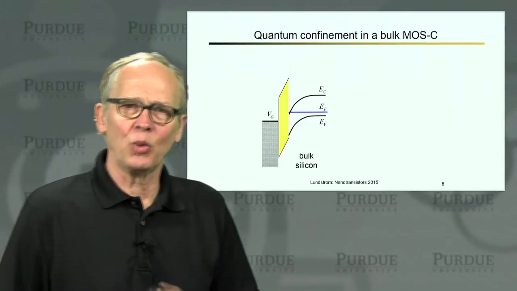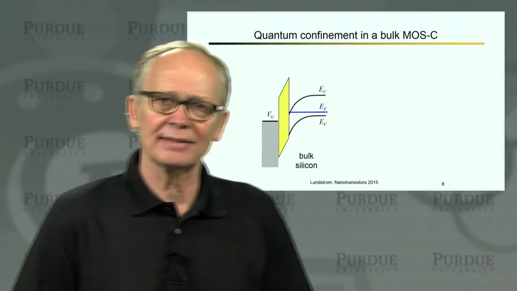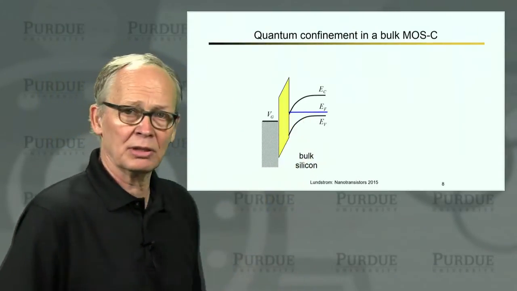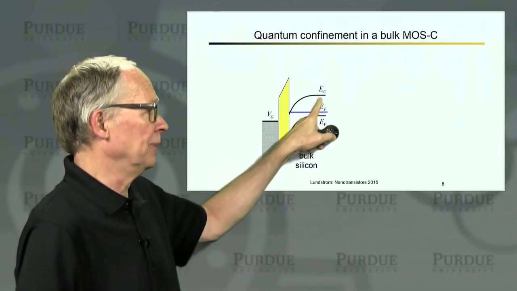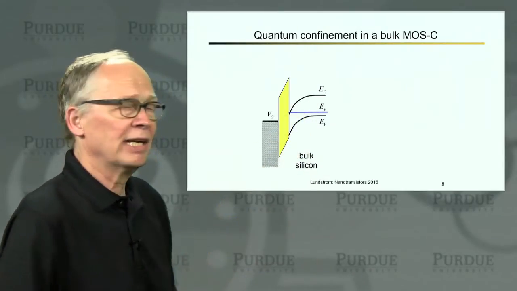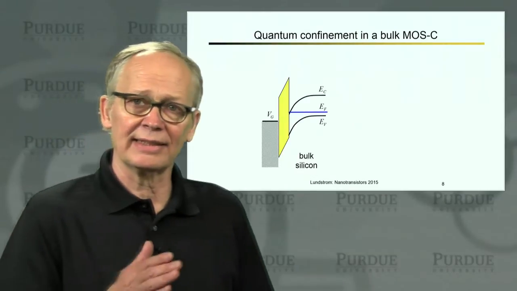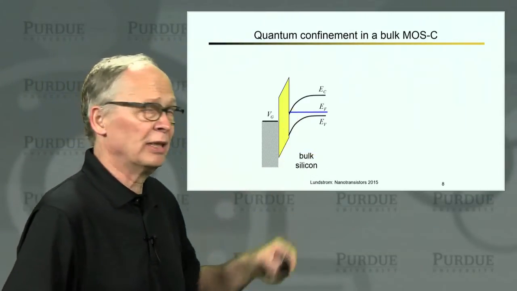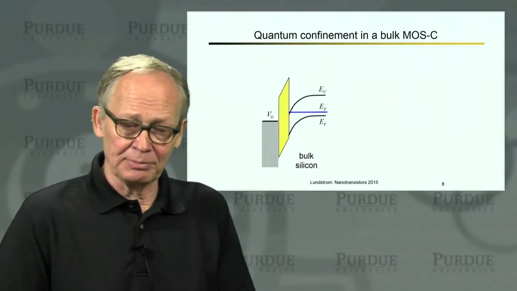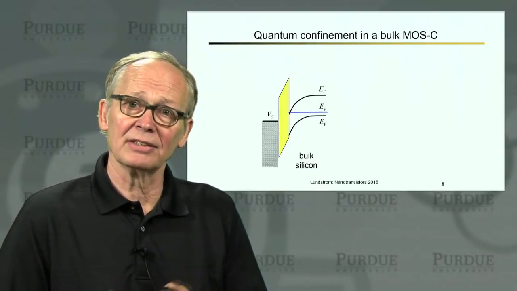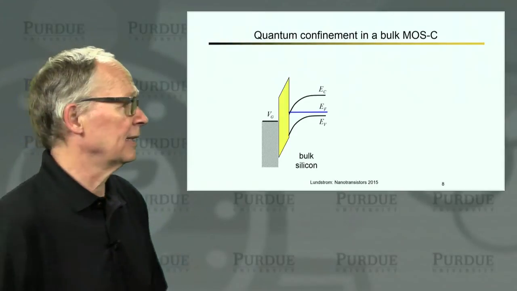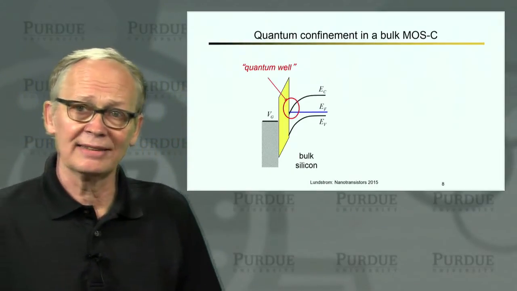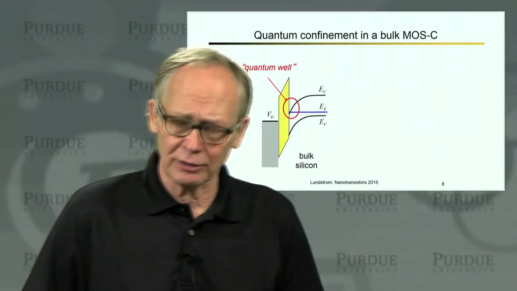Now you might ask, why didn't we talk about these effects in the bulk? Because we do have a potential well in the bulk. When we apply a gate voltage and bend the bands down, we create a potential well for electrons at the oxide silicon interface. You know, it's a different shape potential well. The shape of it depends on the strength of the electric field there, so it is a gate voltage dependent quantum well. We expect quantum confined states there, and indeed they do occur.